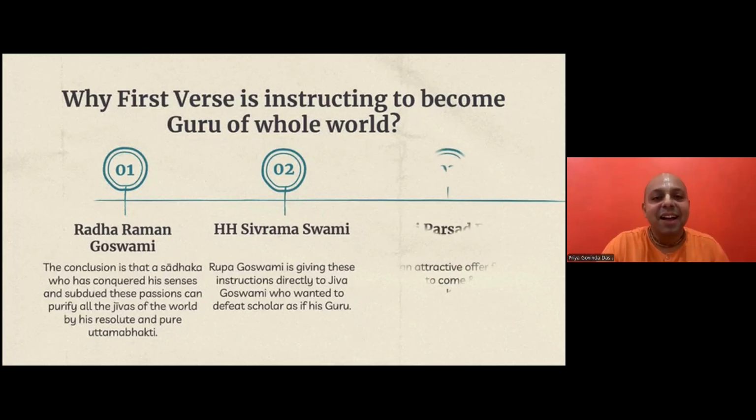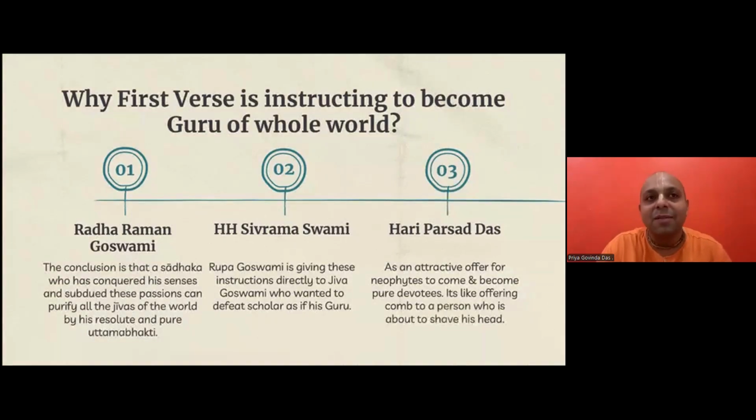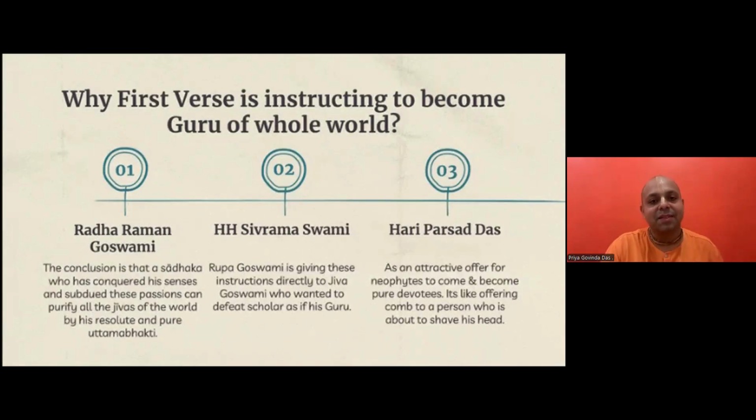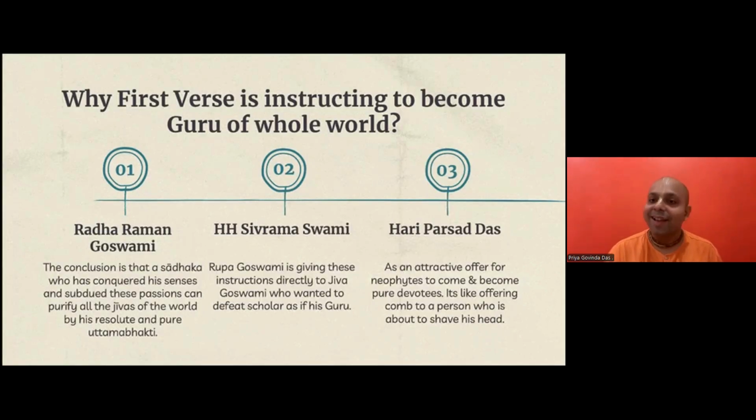And the third reason, I heard from Hari Parsha Prabhu, one of the very good scholars in our movement. He writes, please read somebody. As an attractive offer for neophytes to come and become pure devotees. It's like offering a comb to a person who is about to shave his head. Correct. So he gives a different angle, and he mentions why Rup Goswami is giving this instruction, as Prabhupada said, these are the instructions for neophytes.